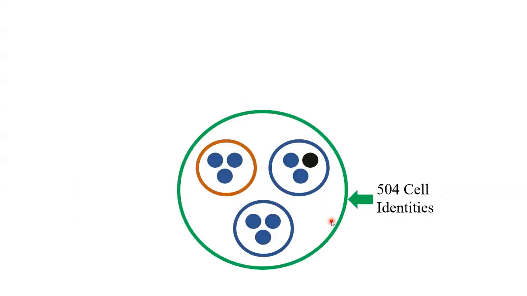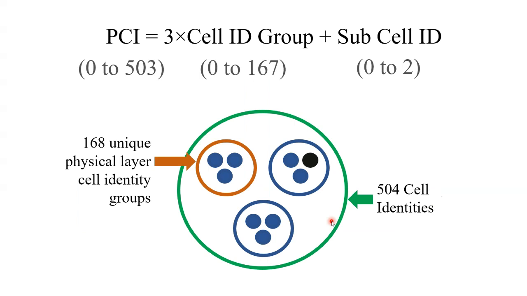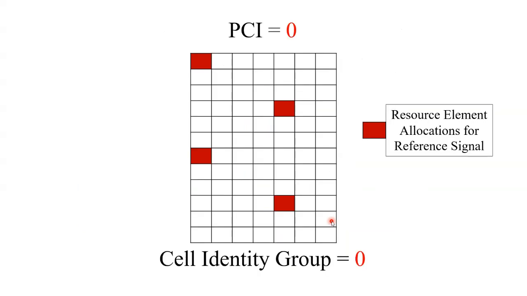PCI can be divided into 168 unique cell identity groups with 3 sub-cell identities within each group. PCI corresponds to a specific downlink reference signal sequence. So the allocation of reference signals and the physical channels depends on the PCI.